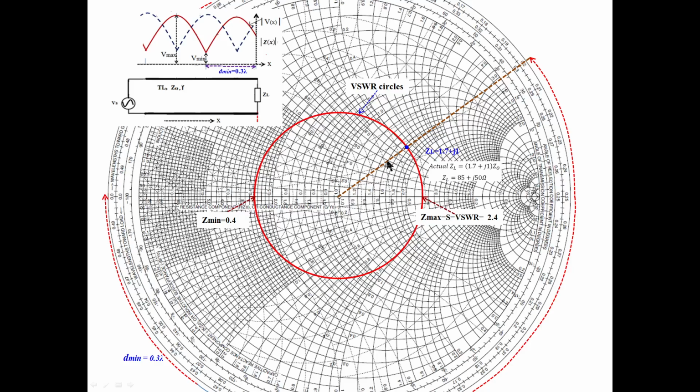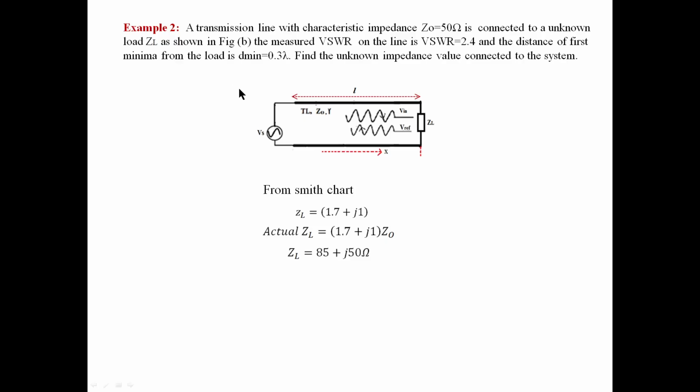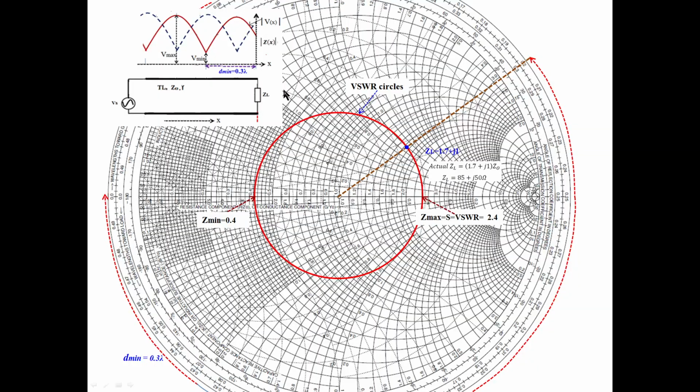Okay, this is the answer here. What is given here is not given here. But what they have given is that the distance of the first minima from the load is 0.3 lambda. It is given in the question. So what is given? VSWR is given, and the minima is at a distance of 0.3 lambda from the load. So find out the unknown load.